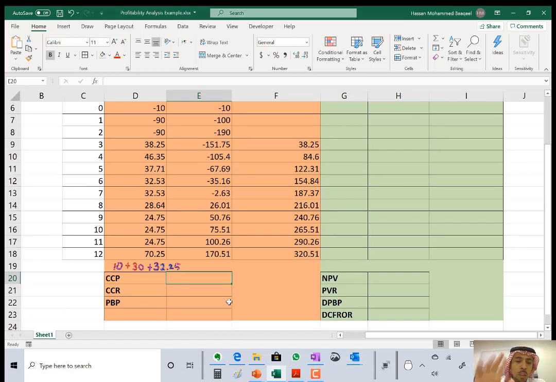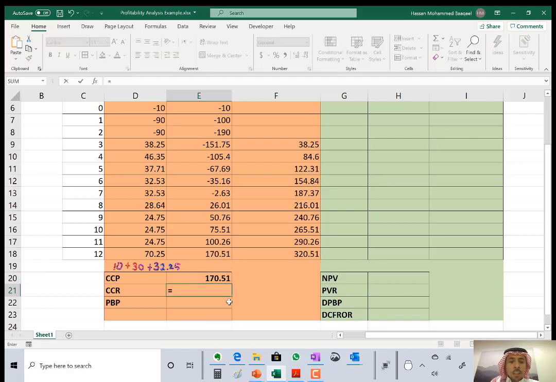The criterion is for one; the criteria is for plural. So the first one is cash or cumulative cash position, and that's equal to how much I have at the end of the project in cash flows, and that's equal to 170.51.